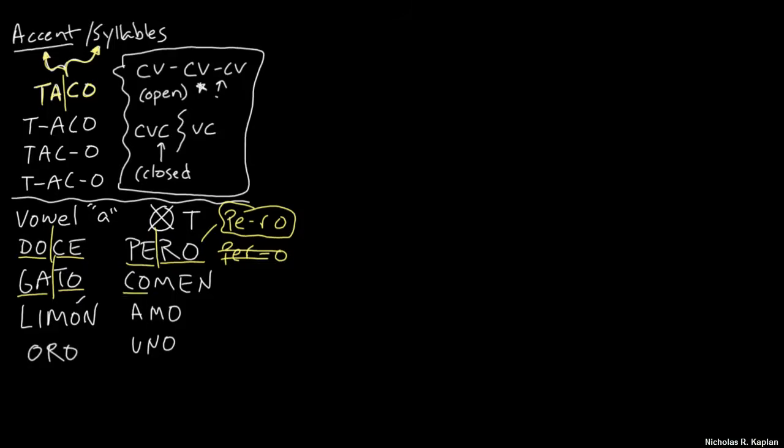Consonant, vowel, consonant, vowel. Now, what do we do with this N? N is a consonant. They can't stand alone, so we're going to put it together. So we have an open and a closed. Comen. All right. Limon.